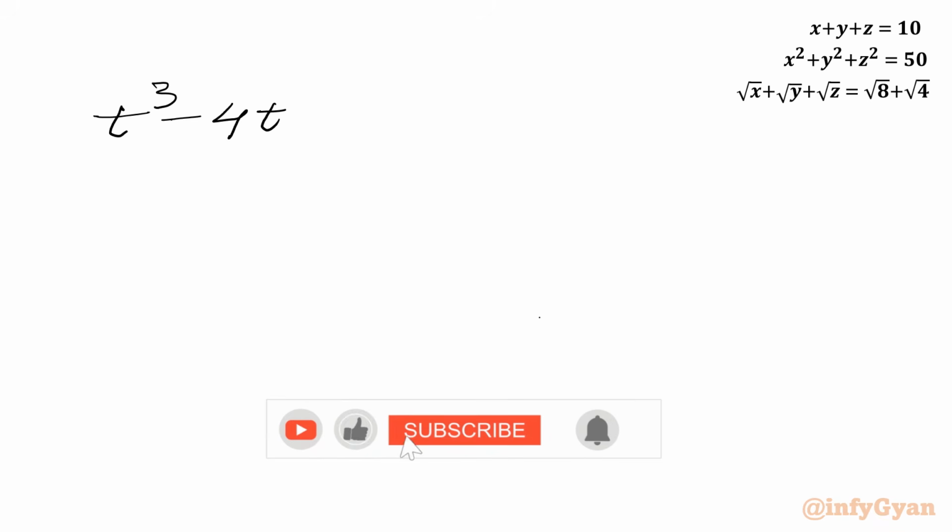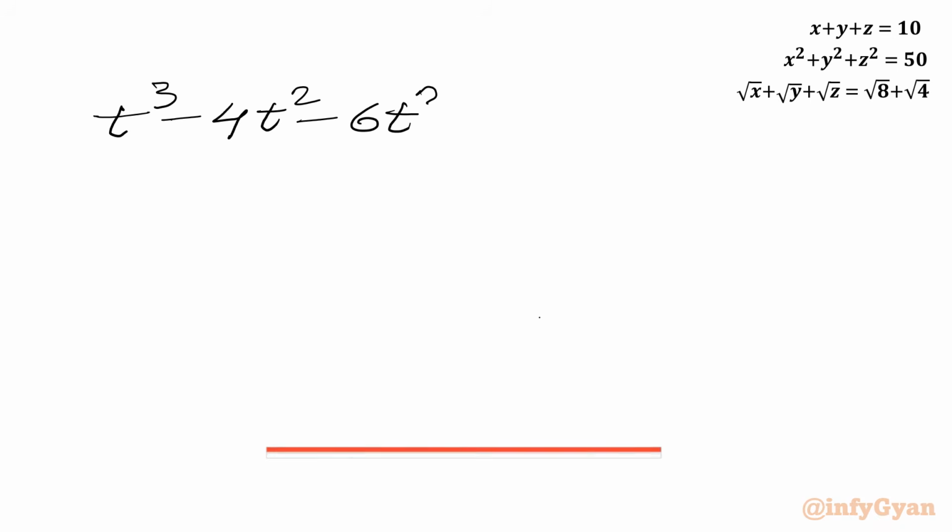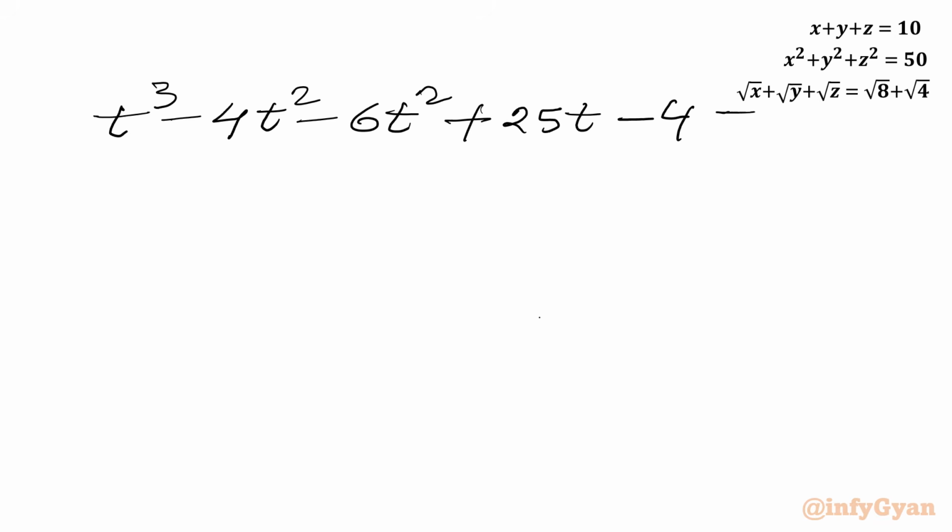Let me write here t cube minus 4t square minus 6t square. Then we have plus 25t. Then we have minus 4 equal to 0. Now from these two terms I can take t square common out. So in the bracket we will write t minus 4.